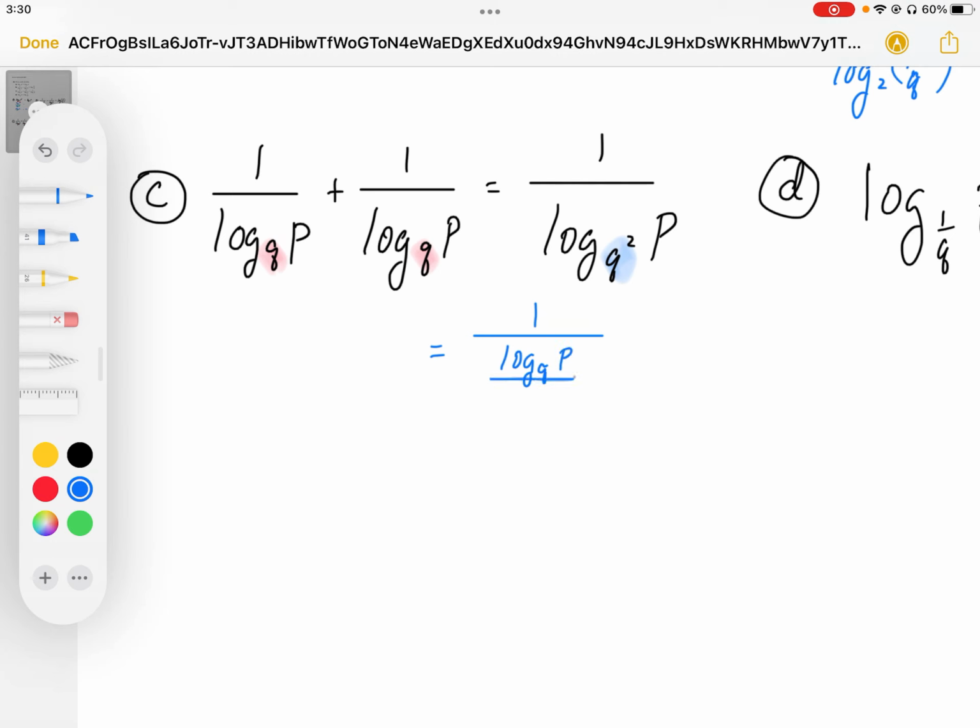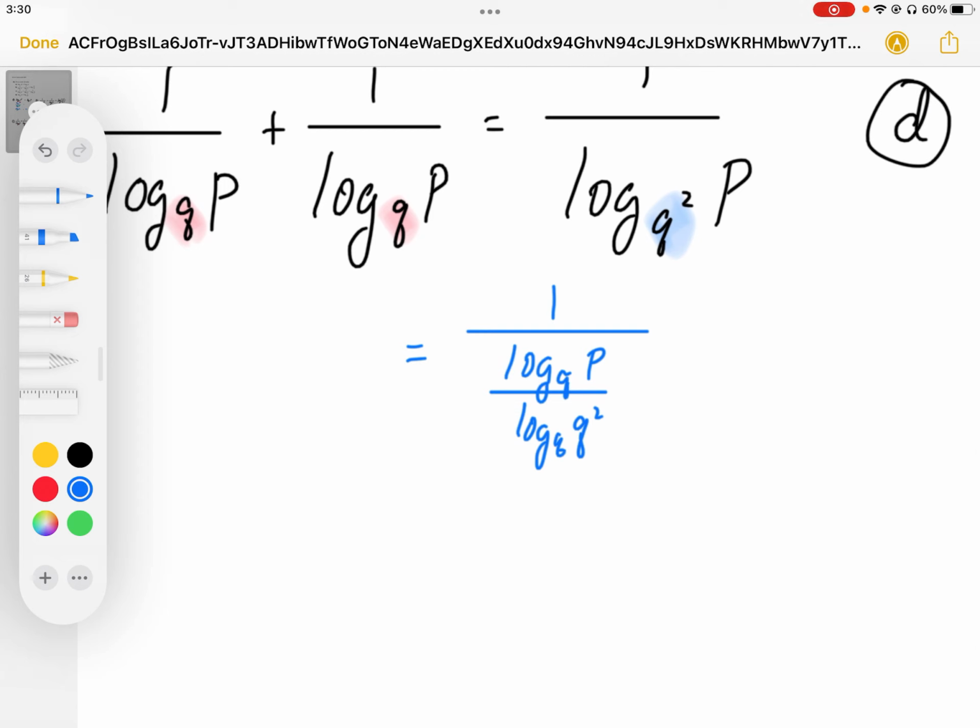And in the denominator, this is going to be log base q of q squared. Well, that's an identity. That's just going to be equal to 2, and that should show up in my numerator. So when I rearrange that fraction on the right-hand side, I get in the denominator log base q of p, and in the numerator that's going to work out to be just 2.